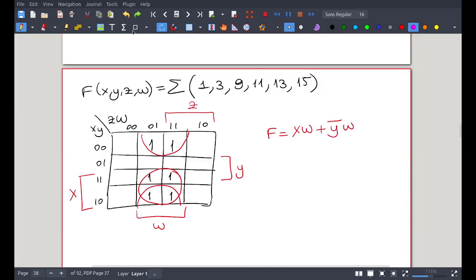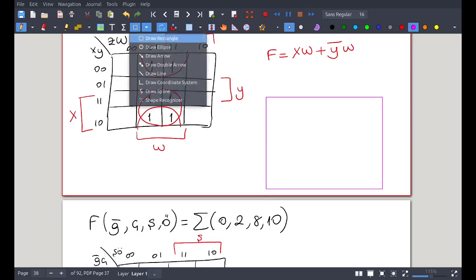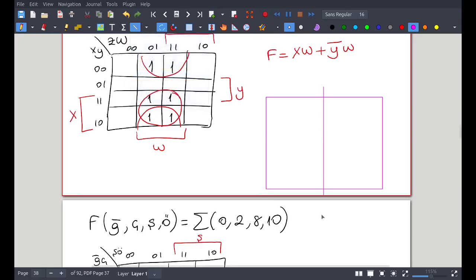So let's just give you an example like this. Anyways, let's just do this real quick.